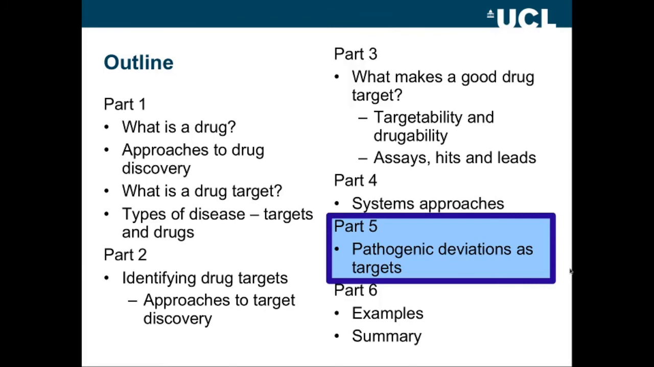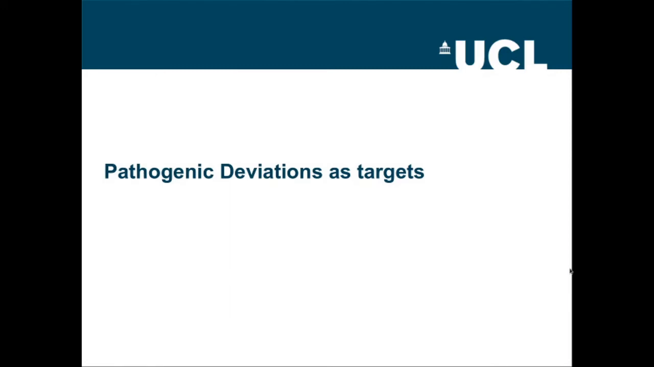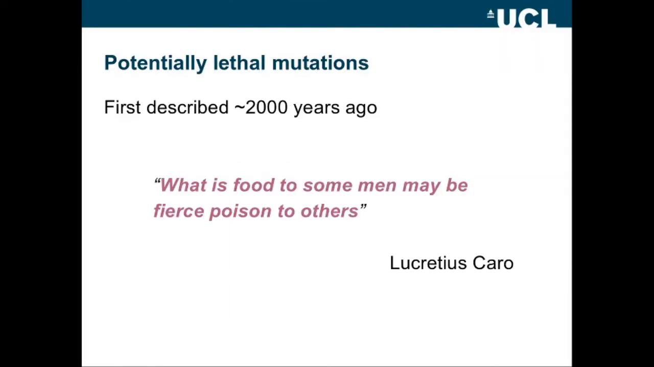In part 5, we're going to look at the concept of pathogenic deviations as drug targets. The idea of mutations causing disease and potentially being lethal was first potentially described some 2,000 years ago by Lucretius Caro, who said, "What is food to some men may be fierce poison to others." Now, of course, we don't really know what he was talking about, but it is possible that this was in reference to mutations in glucose 6-phosphate dehydrogenase, G6PD.